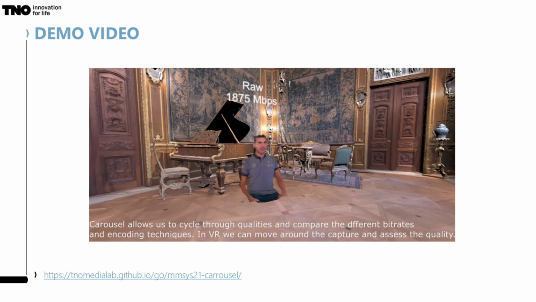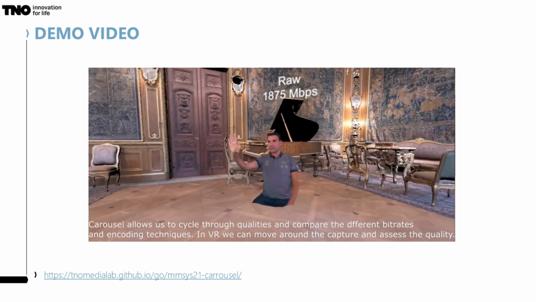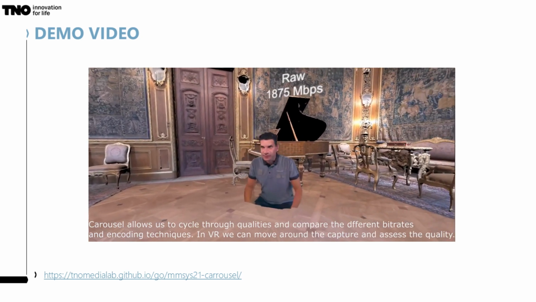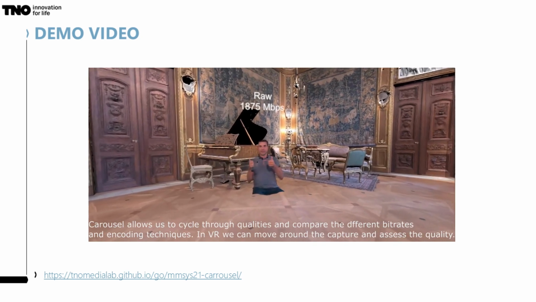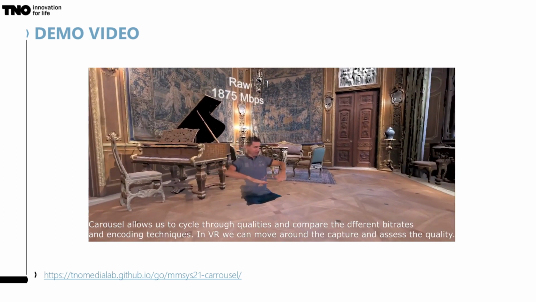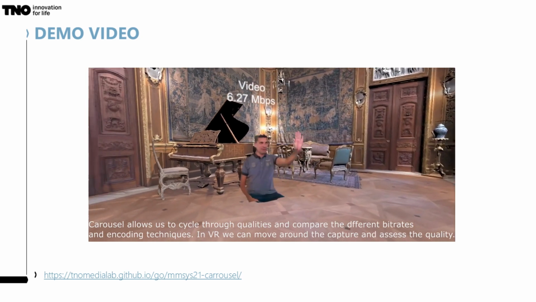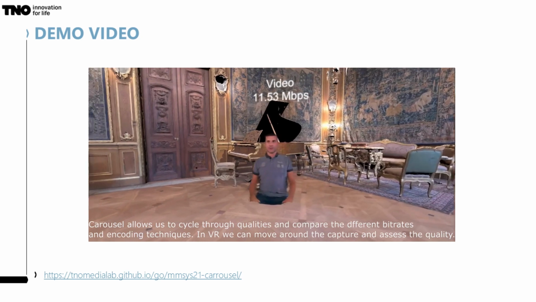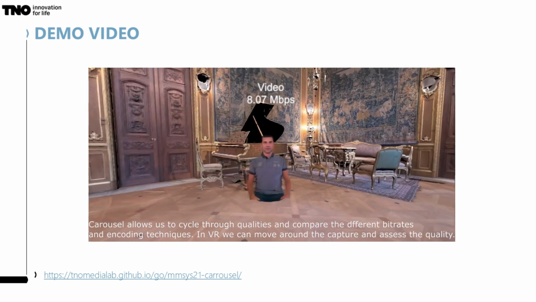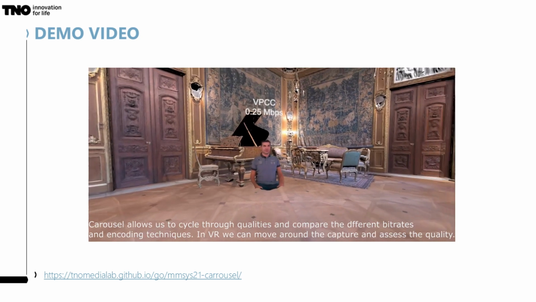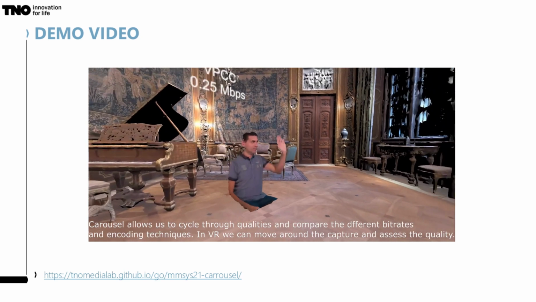I will show a short segment of the video now. I invite you to see the full video on the link below. You can also find it in the paper. But you can see that the user is there in the raw format right now, and then we can cycle through to the other bit rates and to the other encoders that we have. And you should be able to see the difference in quality, more or less noise due to encoding.